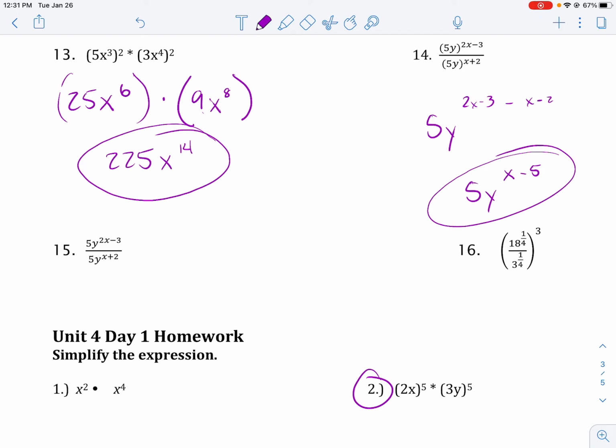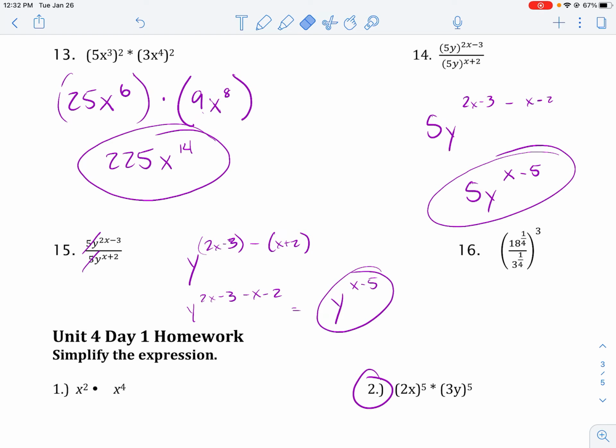Okay, so what can cancel here? Your 5's, and you're left with y, 2x minus 3 minus x plus 2. So y is equal to 2x minus 3 minus x minus 2, which is equal to y to the x minus 5. Okay, so they were different, right? Because as you can see, the parentheses on 14 kind of enclose both the 5 and the y there. Okay, I see what they did there.